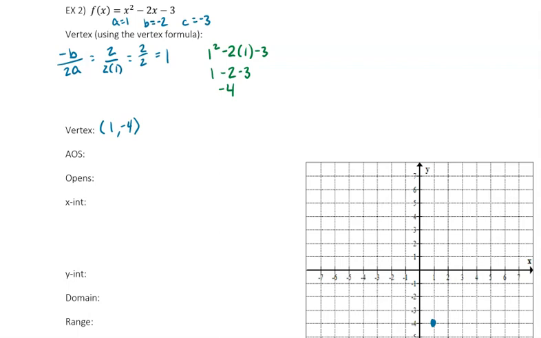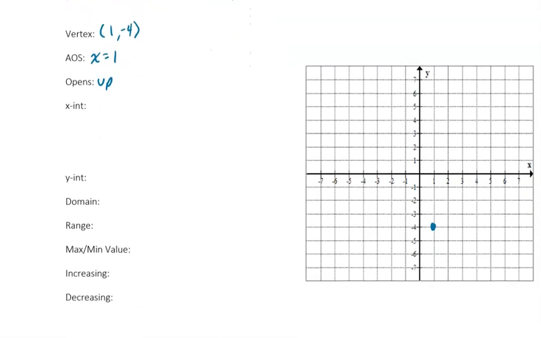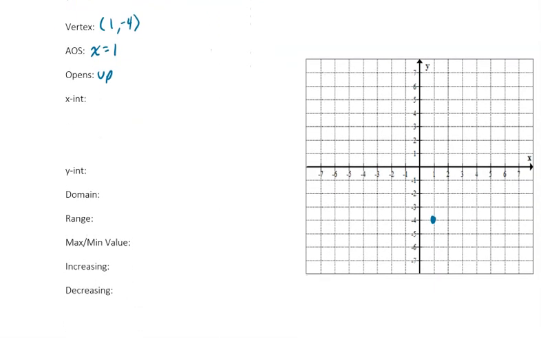Axis of symmetry, again, you don't really have to think about it. It's just x equals the x part of the vertex. So in this case, 1. Opens up or down. In this case, a was positive, so it's going to open up. All right, so let's go ahead and put that axis of symmetry on here, just so we can easily see where that turnaround point is going to be.